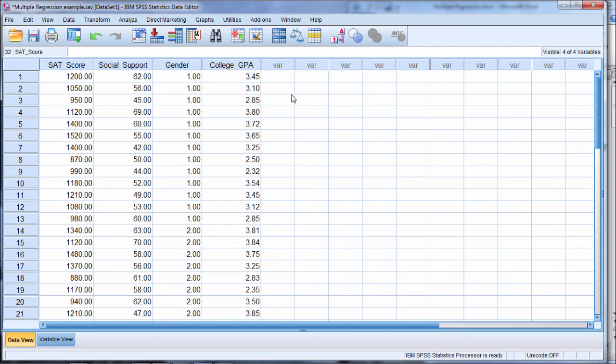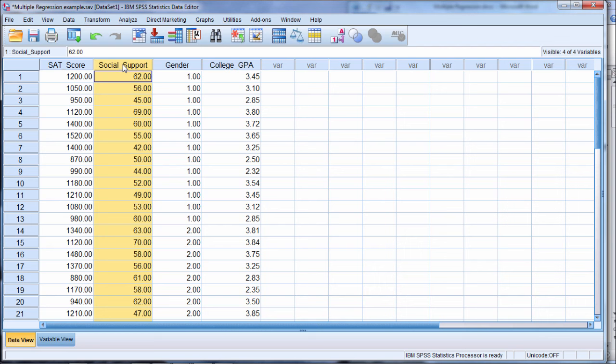In this video, we'll take a look at how to run a multiple regression in SPSS. And on your screen as an example, we have four variables: SAT score, social support, gender, and college GPA. In this example, we're using the first three variables, SAT score, social support, and gender, to predict first-year college GPA. And here, SAT score was taken in high school.